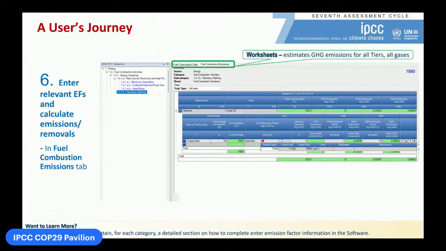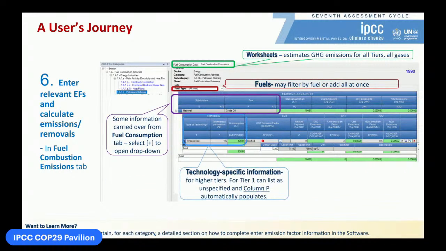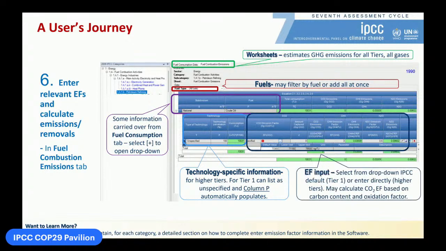Then for stationary combustion, there's only the second worksheet, again, capturing all tiers, tier 1, tier 2, and tier 3. It carries over some information from the first worksheet. And then there's a function here for energy where you can add information on the technology. This is not necessary for tier 1, so you can just put general unspecified. But if you have more information, the software is flexible to allow you to enter that and do a higher tier. The emission factors are available in dropdowns, so you don't have to know them. If you're just doing a tier 1, you could select them, or you can enter in your own country-specific information.